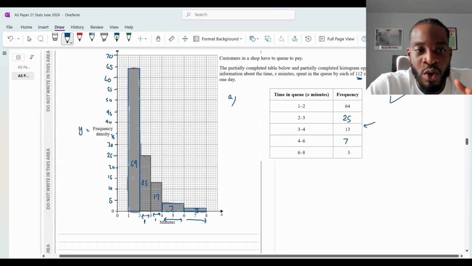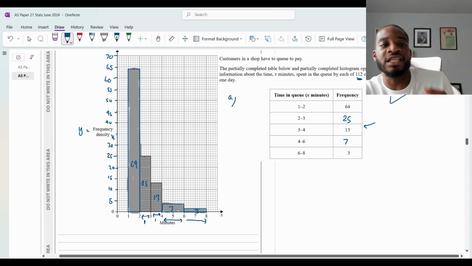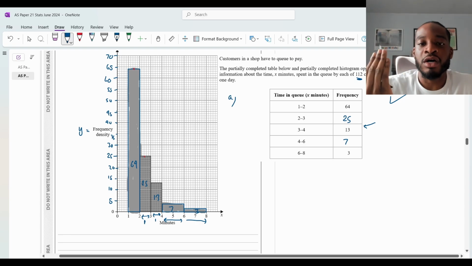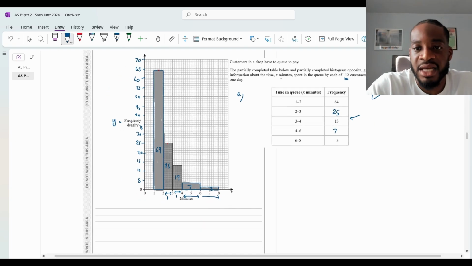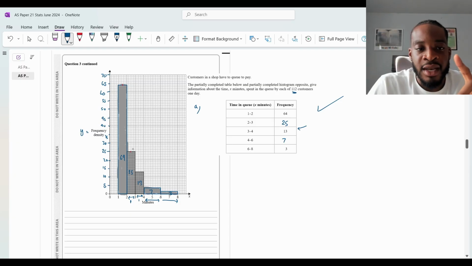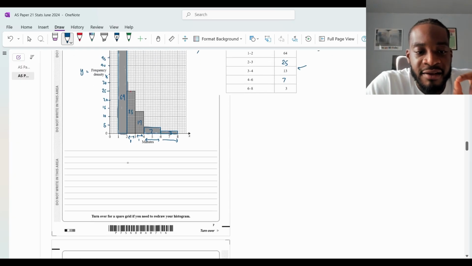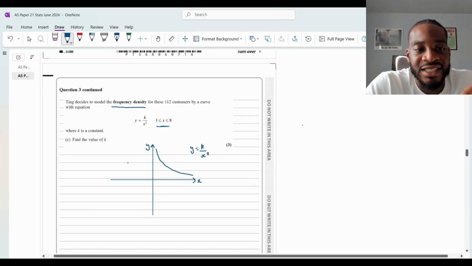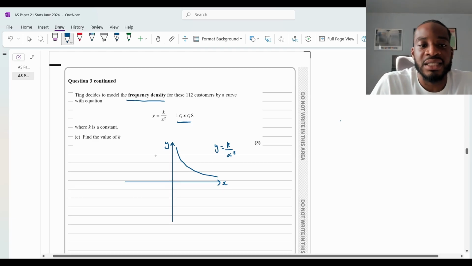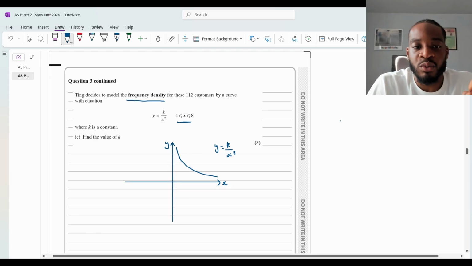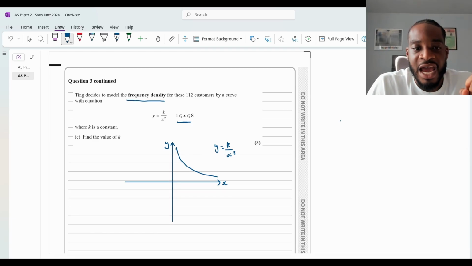Think of your histogram. We know that the areas of each of these bars all sum to 112 customers, as was given to us. Now, because we're modeling this curve with that frequency density, they have to be the same as well. So what I mean is the area under this curve here, from 1 to 8, has to be 112 as well.